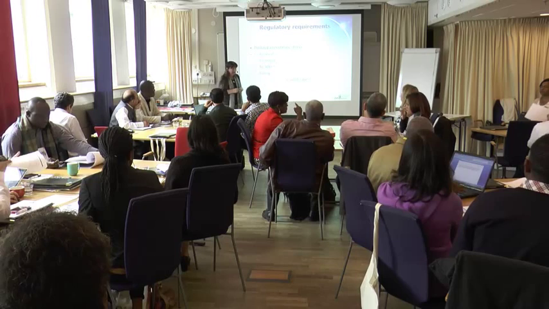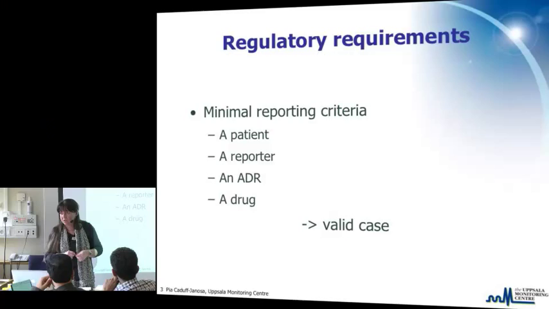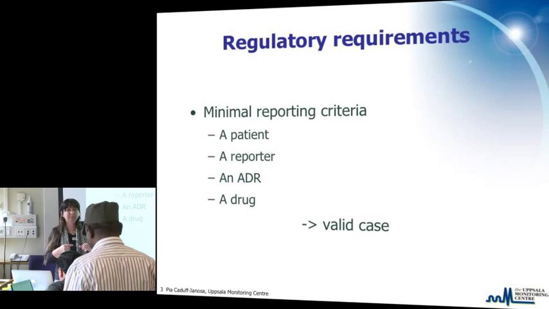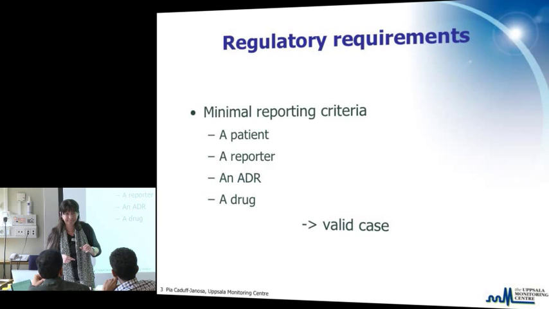Now, in terms of regulatory requirements, regulators do not ask for very much, actually, because once you have a patient, a reporter, a reaction, and a medicine, that's all you need to have a valid case. And by a patient, we do not mean a name, date of birth, address, and shoe size. We just need the certainty that this person exists. A reporter, it's useful to have a name and an address because we might want to go back to the reporter and ask for more information. We need a reaction and we need a medicine that has been involved.